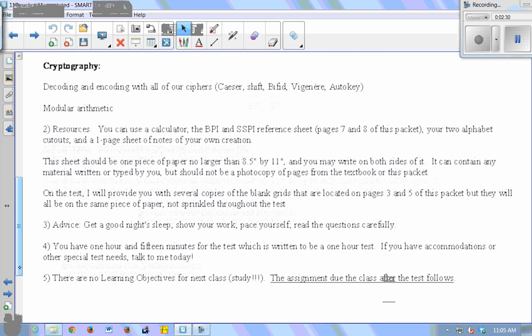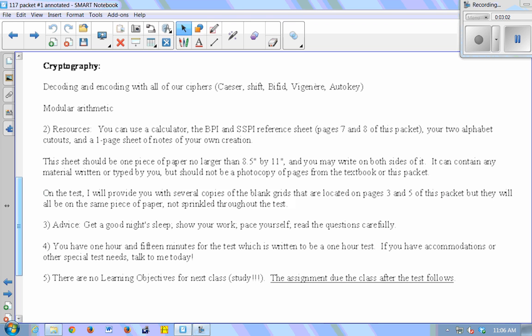All right, and then we have cryptography. You should be able to encode and decode with all of the ciphers we learned. There are 4 of them. Caesar and shift are sort of almost the same thing, right? Caesar is a shift 3 places to the right, but I could also specify some other kind of a shift. And then we have Bifid, Vigenère, and AutoKey. We also learned a little bit about modular arithmetic. That's like adding on a clock.